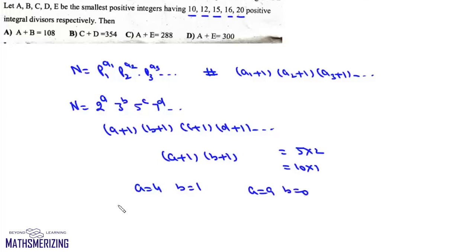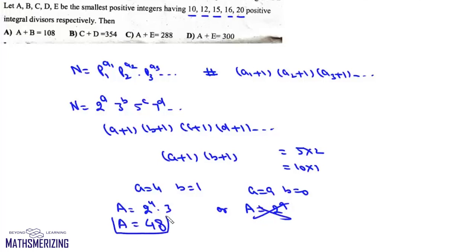So this number A, it can either be 2 to the power 4 into 3 or 2 to the power 9. Now 2 to the power 4 into 3 is 16 into 3, which is 48, and this number is 512. So smaller of the two numbers is this 48.